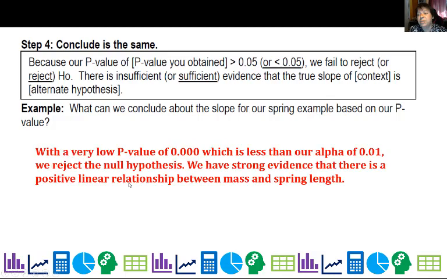So in our case, we're going to say with a very low p-value of 0, which is less than our alpha of 0.01, we reject the null hypothesis. We have strong evidence that there is a positive linear relationship between mass and spring length. And that totally makes sense based on your physics classes.